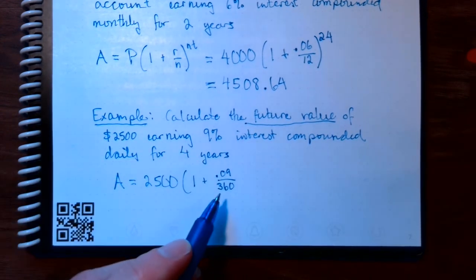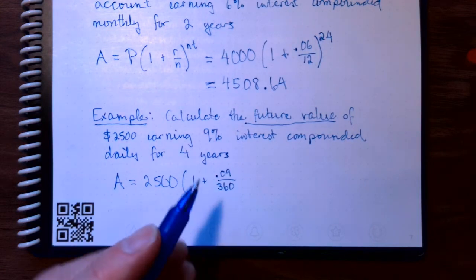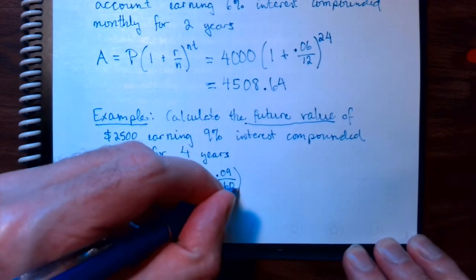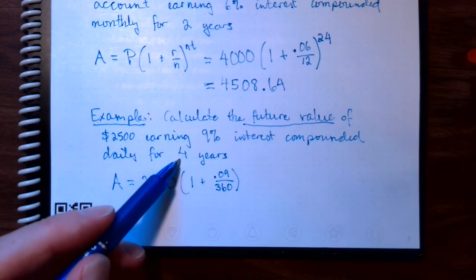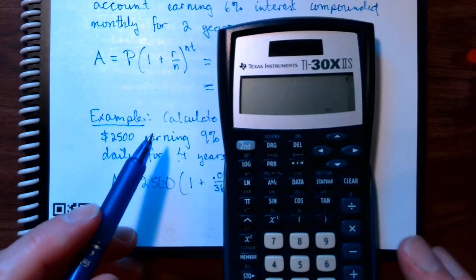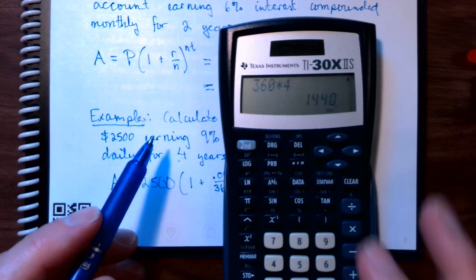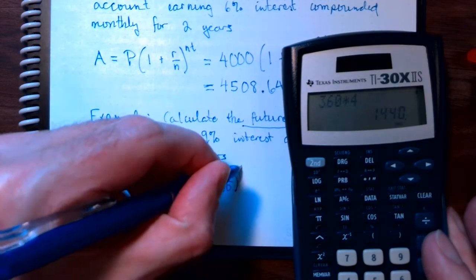I'm going to follow the convention that our textbook uses, and whenever they have daily compounding, they use 360. Just something they do. Now we're doing this for 4 years, so I want to know what my exponent should be. So 360 times 4, 1440.